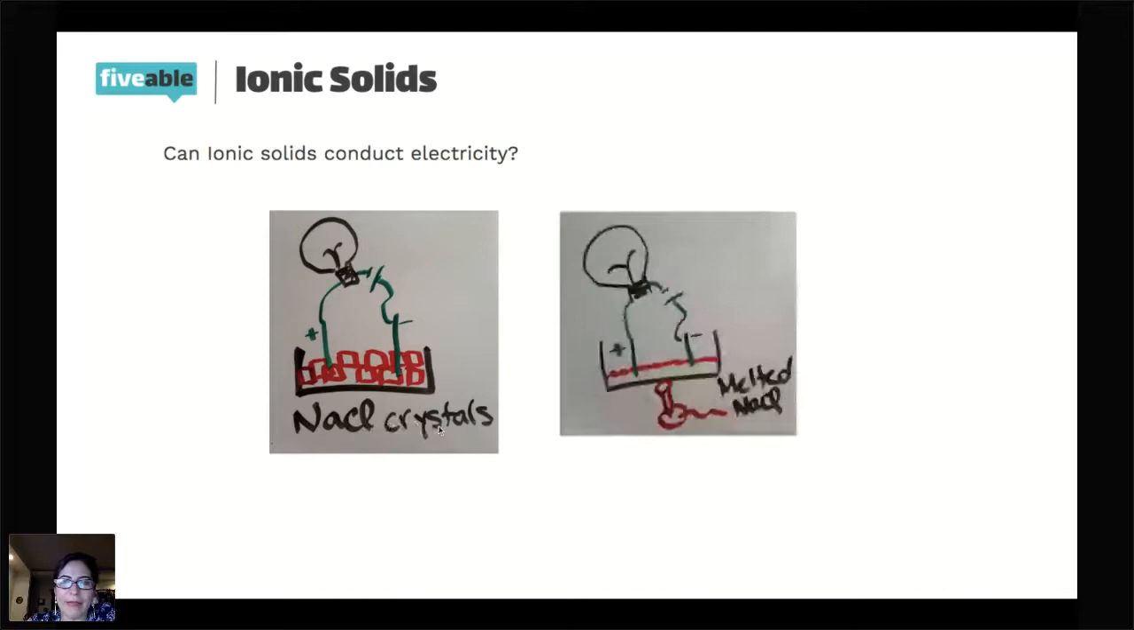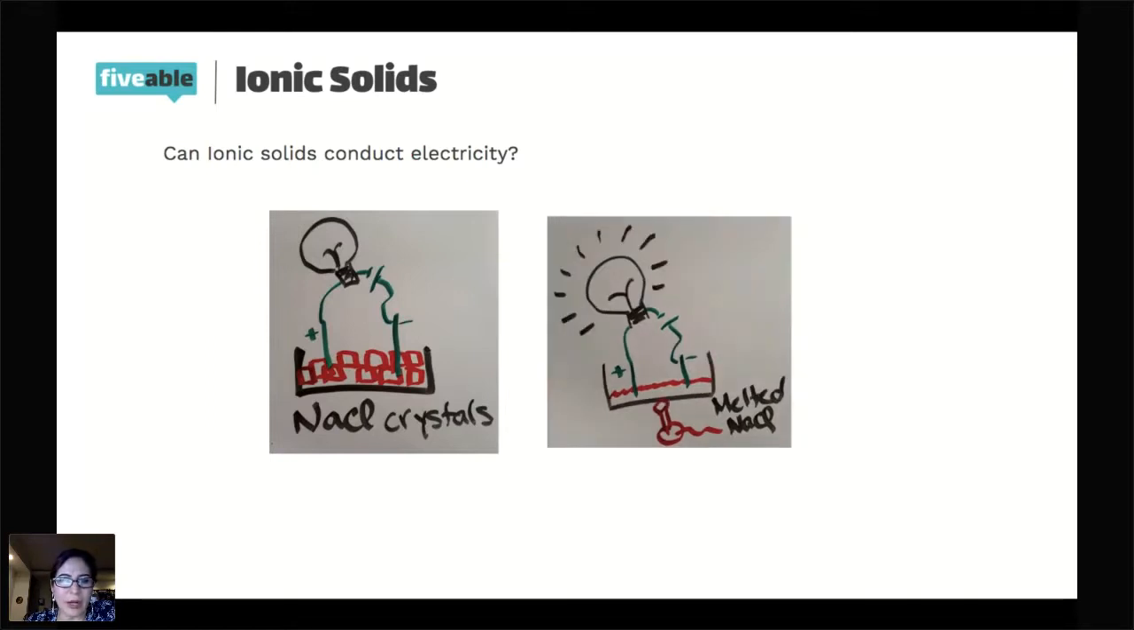But what will happen if I melt the salt crystals and try again? Do you think now the light bulb will light up? Yes, Matthew, you're right. The light bulb will now be lit. Why? Because now the ions are able to move. Since it is melted, the ions are able to move towards the electrodes, creating this flow of electrons or closing the circuit, and the light bulb will be able to light.